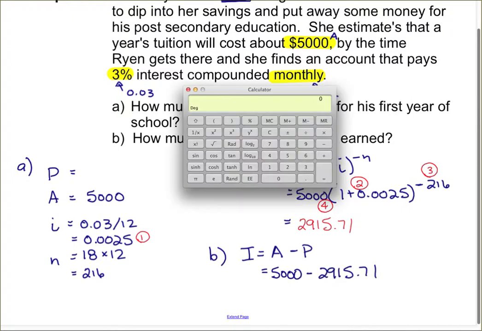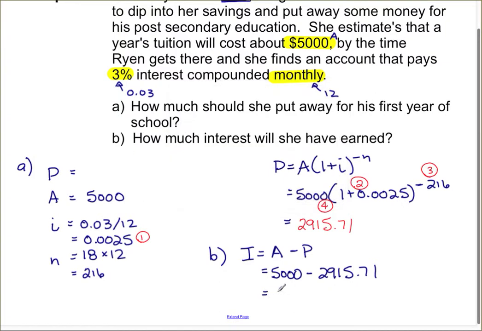So let's pull up the calculator again. 5,000 minus 2915.71 is 2,084.29. So that's how much interest we earn on that.